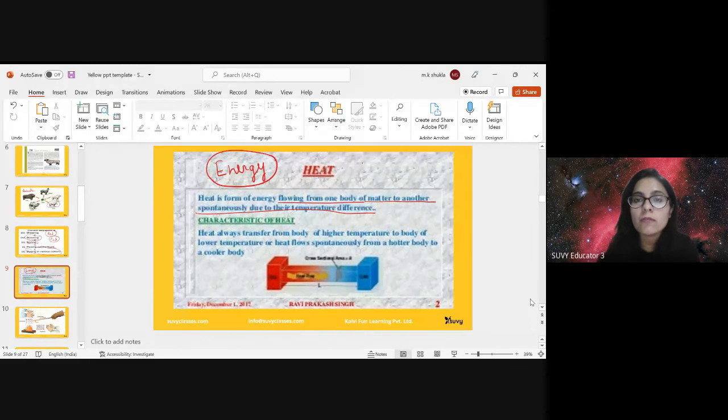So suppose you have two bodies, one is hot and one body is cold. What will happen? There will be heat transfer from the hotter region to the colder region, because there is a temperature difference. If these two bodies are at the same temperature, no heat transfer takes place, because heat will transfer only when there is a temperature difference.